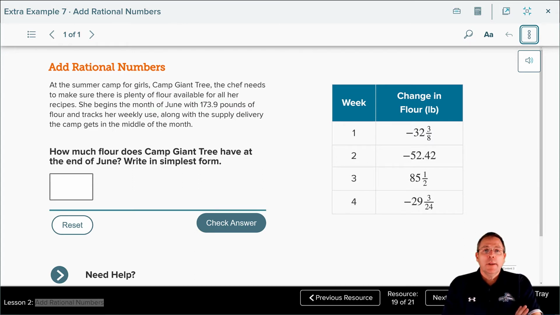So go ahead and stop the video, get started on your homework, work really hard on it, and think about each problem. Think about, how can I make this problem easier? Should it be a fraction? Should it be a decimal? What is in my best interest in solving it? Good luck on it.